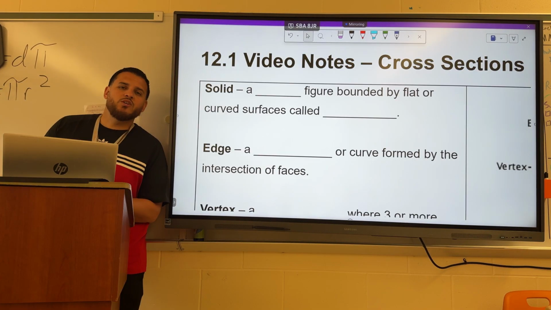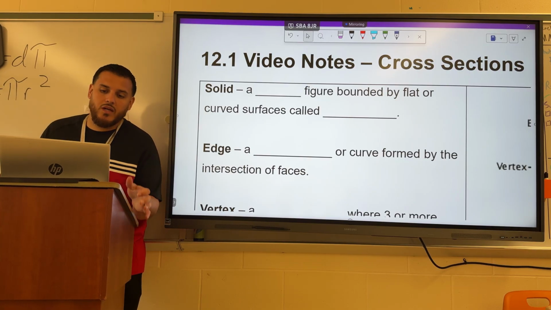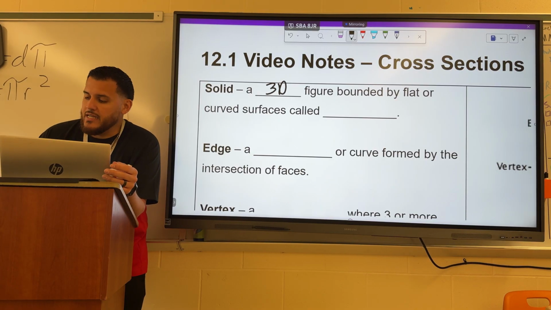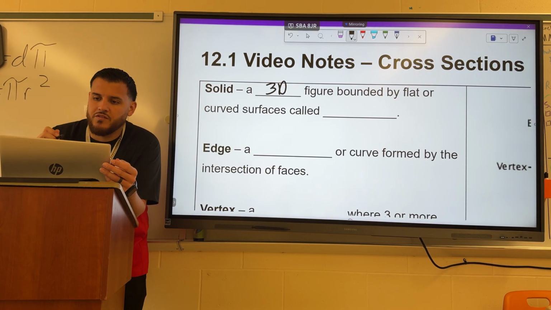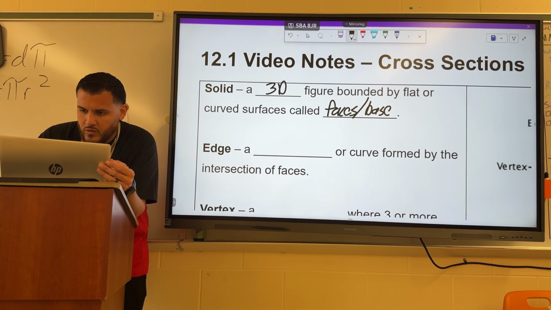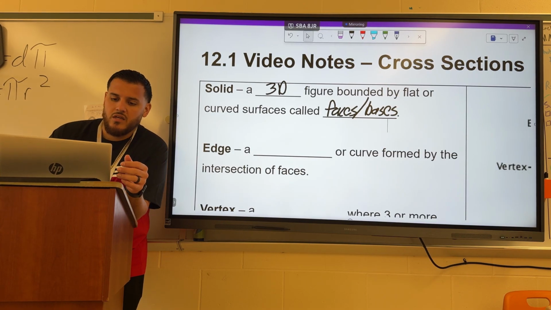Let's get into it. Unit 12 starts with a lesson on solids and their cross-sections. So what is a solid? A solid is just a three-dimensional figure. It's bounded by flat or curved surfaces that are typically called faces and bases. We will talk about the difference between the two soon. There's several types of solids as we will discuss in a little bit.